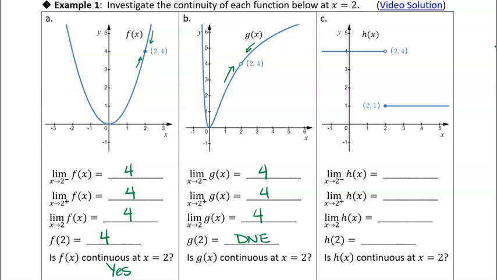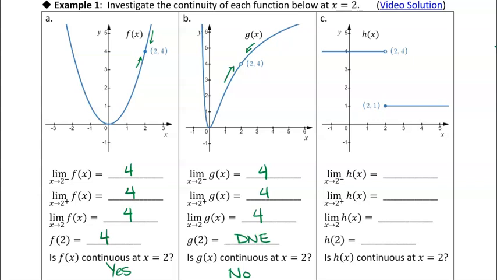So is this function continuous at 2? No, it's not. It's not continuous at 2 because we need the value of the limit as x approaches 2 to be equal to the value of the function at 2, and g of 2 is undefined. So it doesn't fit a couple of different criteria in the checklist.